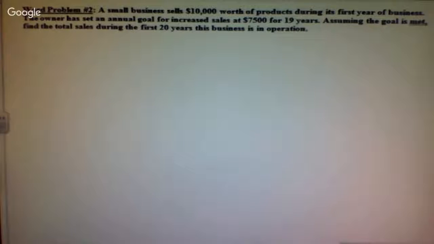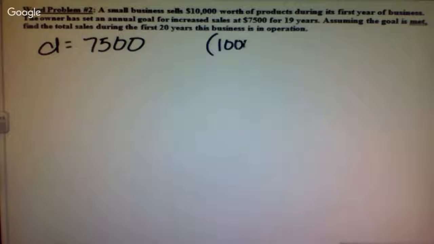Okay, so last one. We've got a small business and they're selling $10,000 worth of products during its first year of business. The owner has set an annual goal for increased sales at $7,500 for 19 years. So that means each year we're gaining $7,500. So that's what D is. That's your D value. So D equals 7,500. Assuming that the goal is met, find the total sales that they had within those first 20 years of business. So what's my first number? 10,000. What's my last number? We don't know. But how many years is this going on total?